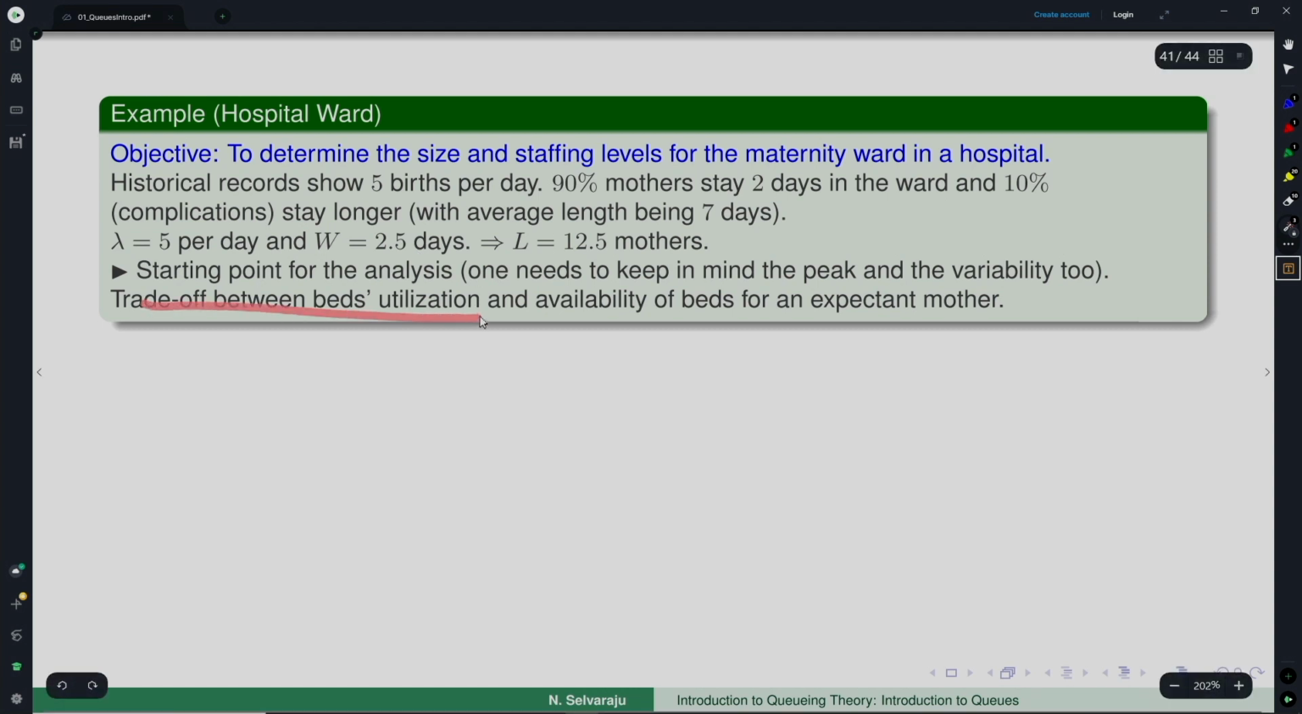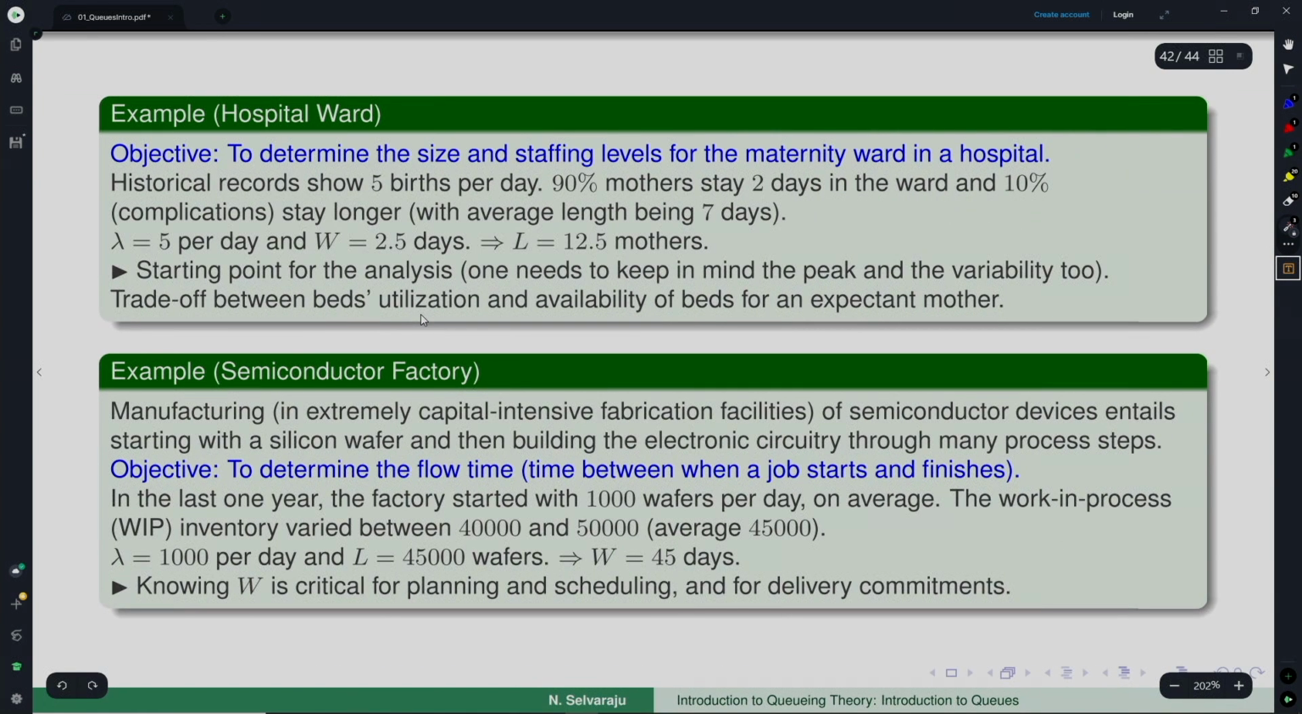Again, a trade off between utilization of the beds and whenever the patient comes, right, you want to make a bed available to the patient, right. So, it's basically a trade off between these two quantities that you want to have, right. So, this is one simple example where you can use this. Of course, you could construct plenty of examples.